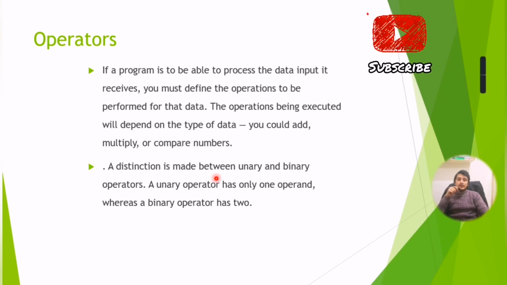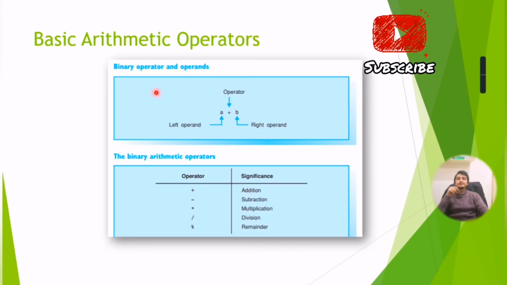A distinction is made between unary and binary operators. A unary operator has only one operand, whereas a binary operator has two operands. So what is an operand? We will study that here. For example, there are two variables, a + b. In between, the plus sign is the operator and the left and right are the operands.